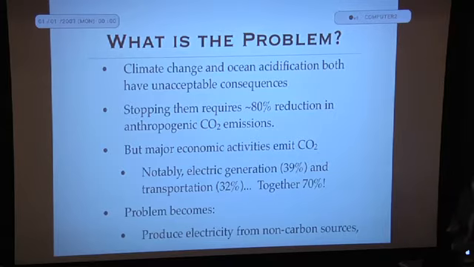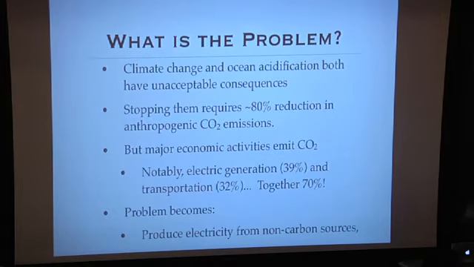And the second bullet is a very rough number, but we want to do something like 80% reduction in anthropogenic additions to CO2 in the atmosphere. Non-trivial because major economic activities, as well as many academic ones, emit CO2, and you can make an ordered list. It's not just everything we do is equally important, but electric generation is 39% and transportation is 32% of the anthropogenic CO2 emissions.